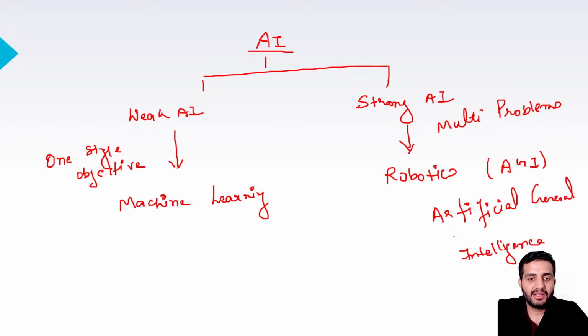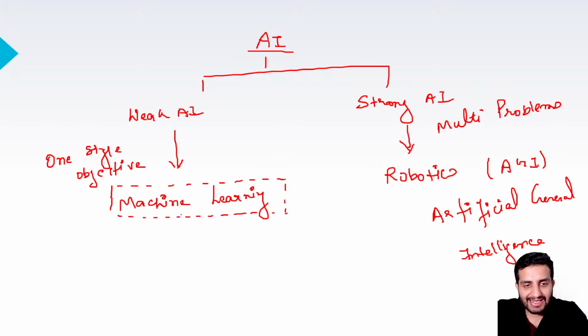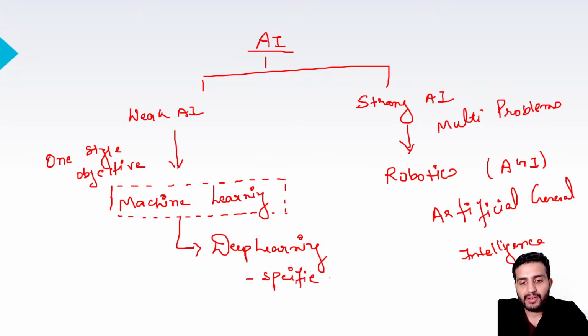Again, it's a research field. Research is still going on. So that is where my intent is for the machine learning part, which is pretty much coming inside my weak AI of artificial intelligence. And machine learning itself has a subtype of deep learning. We have some specific algos coming into the picture. That is how the core structure of artificial intelligence, machine learning, deep learning looks like.